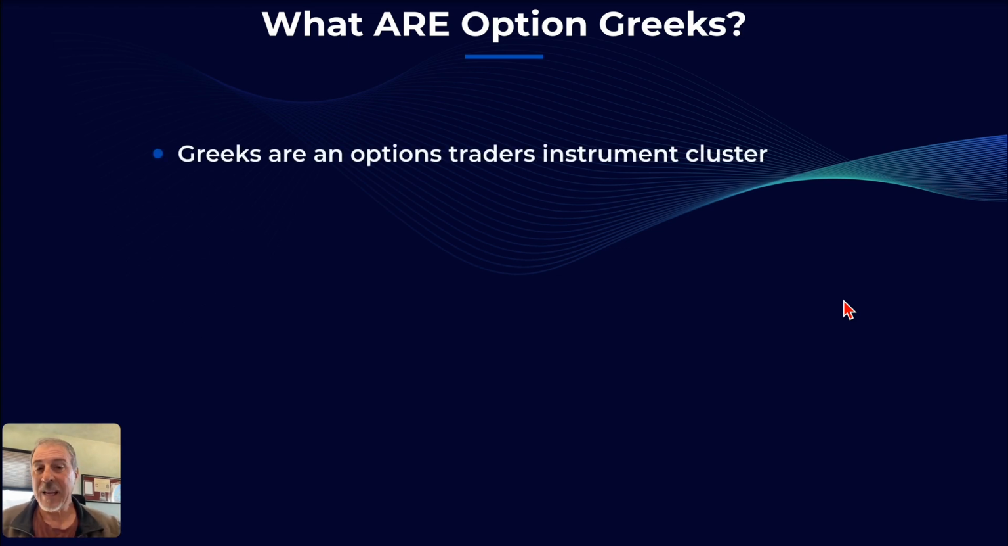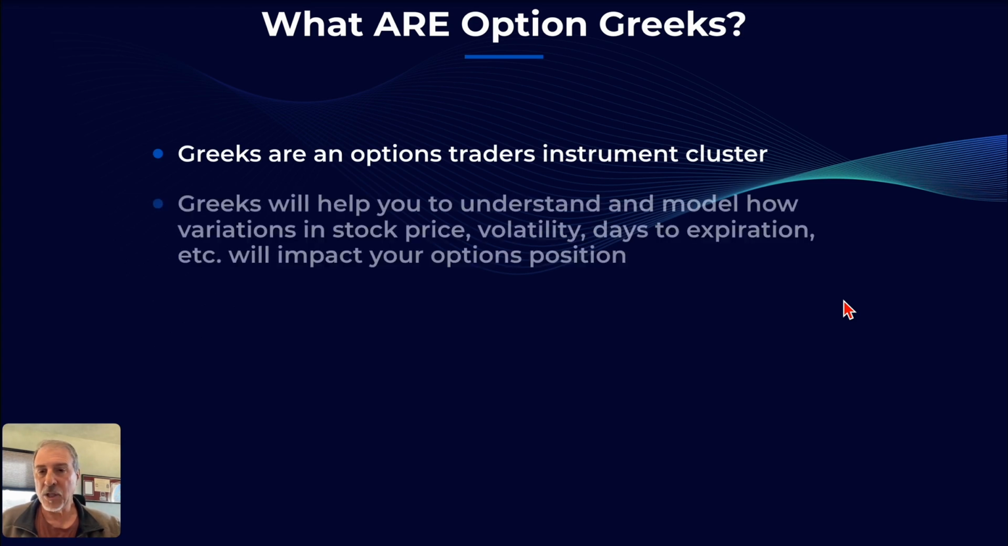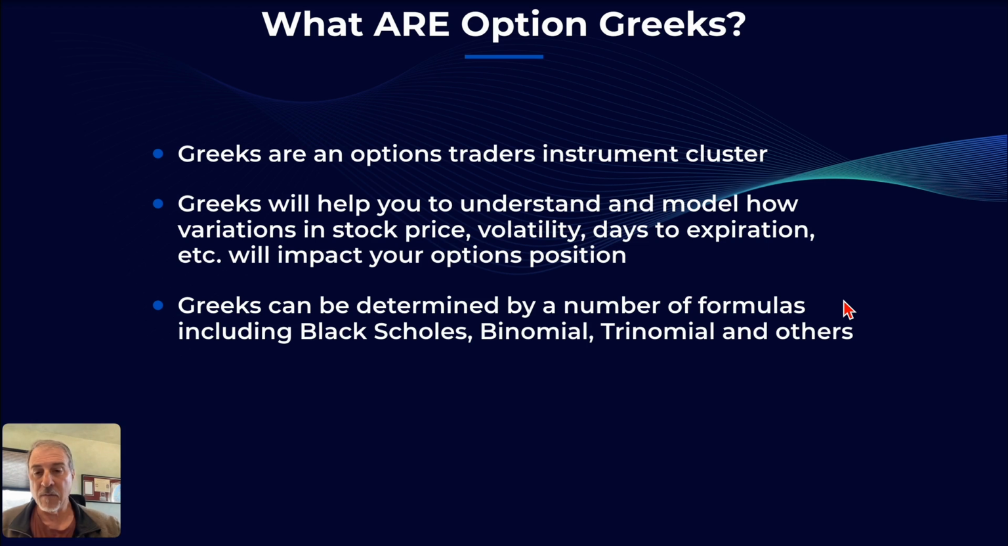Greeks are an instrument cluster. They're the gauges that options traders use to understand their positions. It'll help us in modeling out variations in stock price, variations in volatility, days to expiration. We can do a lot of what-ifs to see exactly how our options that we own are going to react in those various environments.